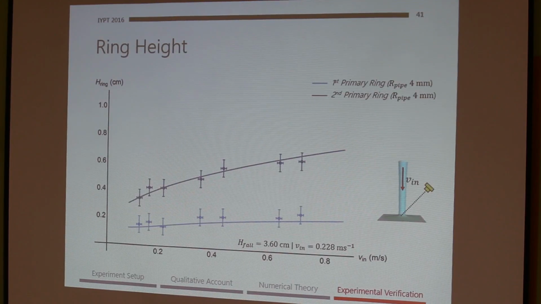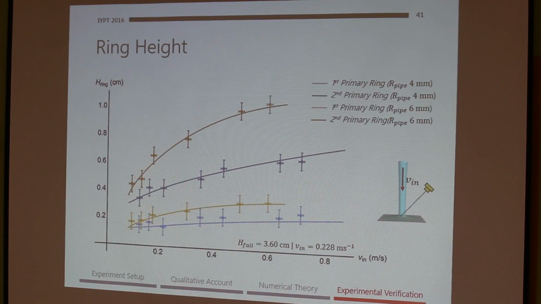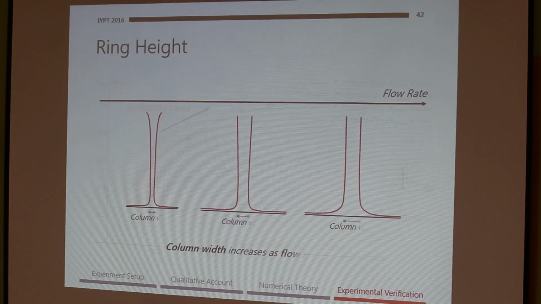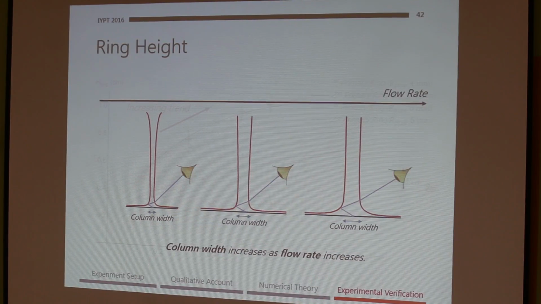Next, we have a plot of the ring height versus the flow velocity of our water flow for a 4mm radius pipe as well as a 6mm radius pipe. And once again, we see good agreement between theory and experiment. We also observe a very clear increasing trend, and to understand this, we can think about the path of the light rays in our water jet once again.